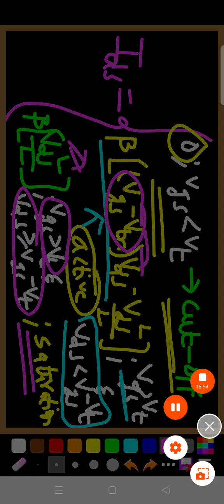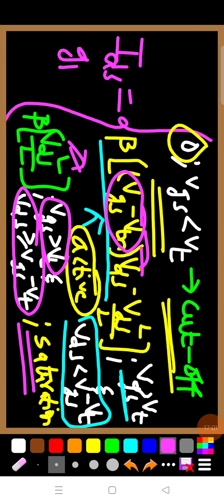In the next class, we will see about the electrical properties of MOSFET, that is transconductance, output conductance and figure of merit.